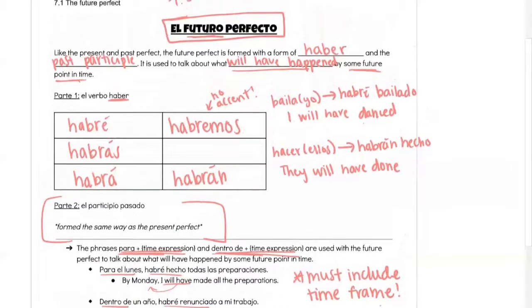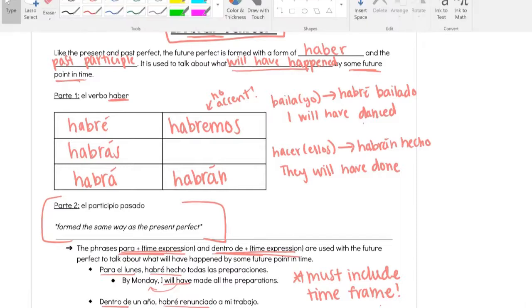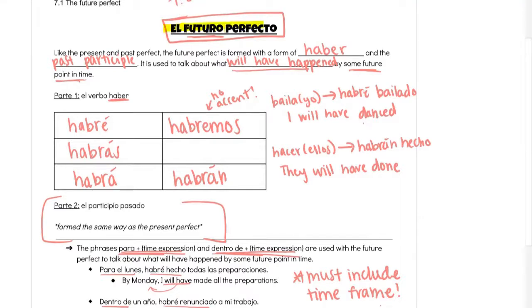Future perfect really is not super hard to conjugate. Just like the other perfect tenses we've learned in chapter 6, you should start with a form of haber in the future, then a past participle, and you want to make sure that you include one of these time expressions, para or dentro de, because remember, the future perfect expresses what will have happened by a future point in time. And that's it. That's the future perfect.